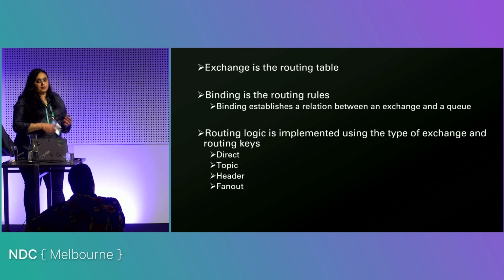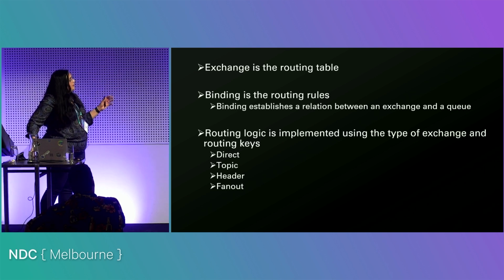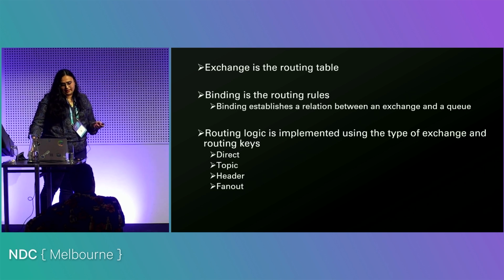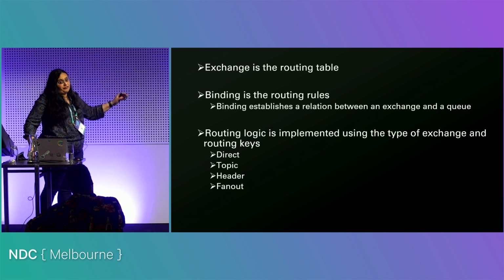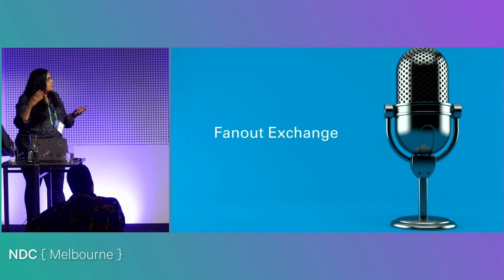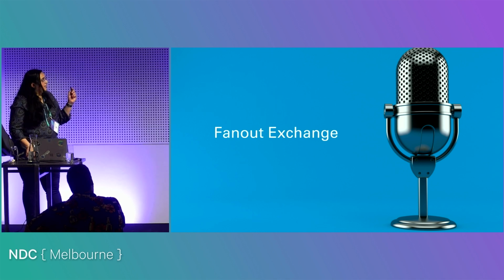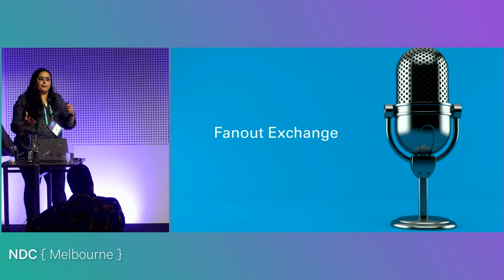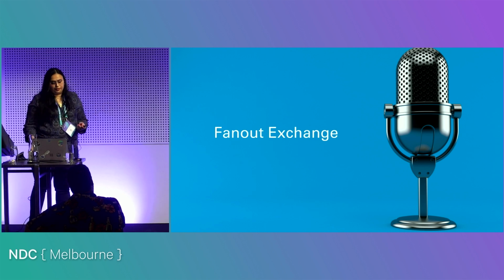And if you are thinking of the routing logic, it is implemented using the type of the exchange and the routing keys. And there are 4 different types of exchange: direct, topic, header, and fan out. Fan out is what is happening now, which is a broadcast. A copy of the message is received by all the consumers. There is no subscriptions in place here. It is all about bindings. And if you have a routing key, which is like a message property, that is completely ignored.